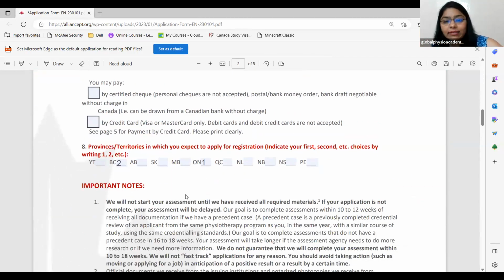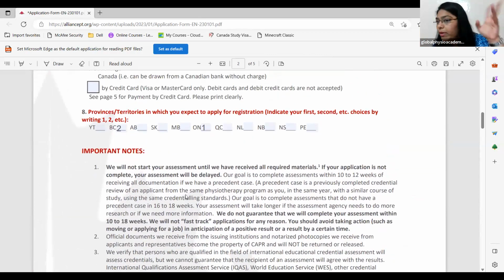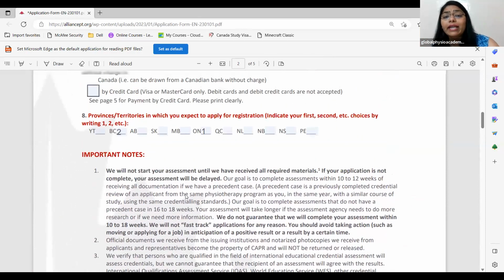Okay. That's it. So you have to select the province: number 1, number 2, and number 3. Whatever is your first priority, you have to put it here. Don't change it, okay? And it is not compulsory.